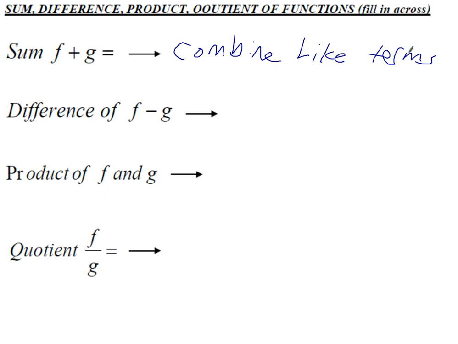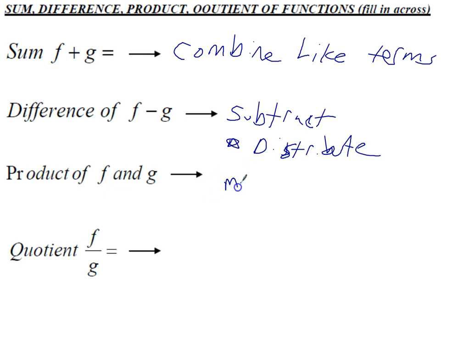Obviously, the difference of functions is still going to be the same idea. We're going to subtract one function from the other. And at some point, we're going to have to distribute a negative sign and change the signs of the second function to subtract them. Product just simply means that we are going to multiply the two functions through the distributive property and make sure that we get all of our powers correctly and distribute to everything.